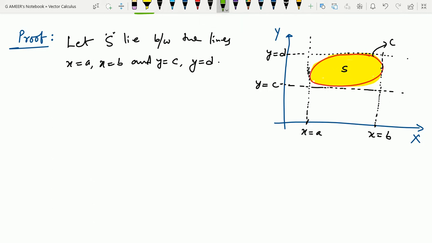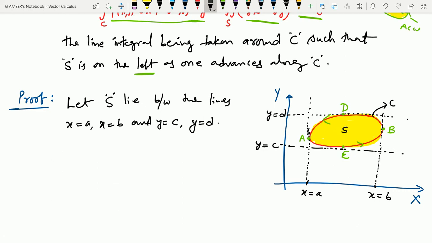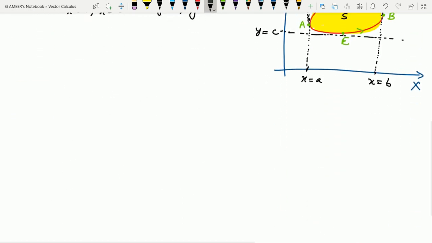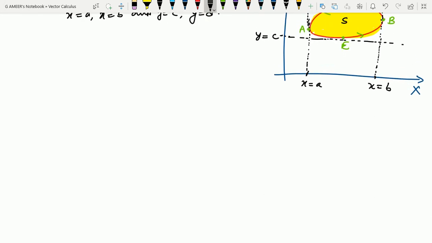Now let us give some names to the points of this curve. Let us call this point A, this B, already C is given, next D and E. So there is a part A, E, B, and we move in the anti-clockwise direction: A, E, B and B, D, A. Now let us give names to this bottom part and upper part. AEB is one part.